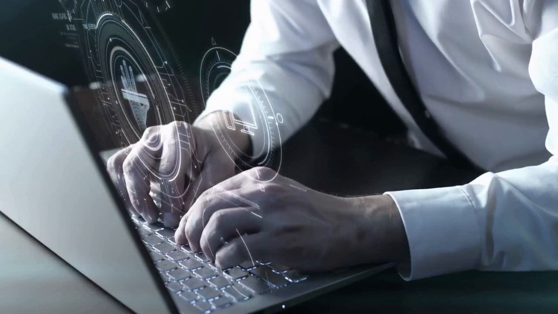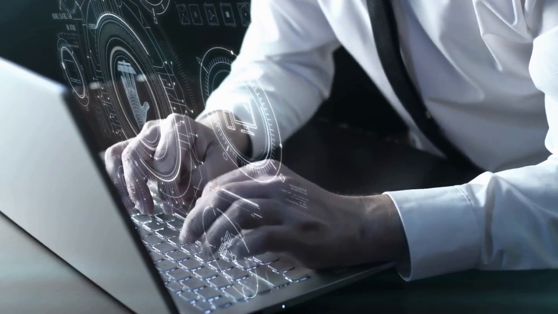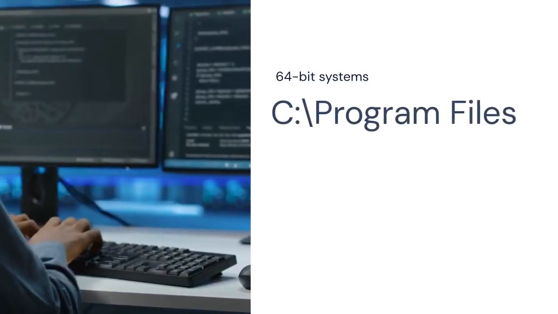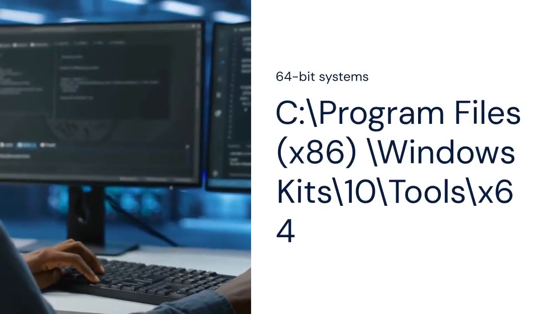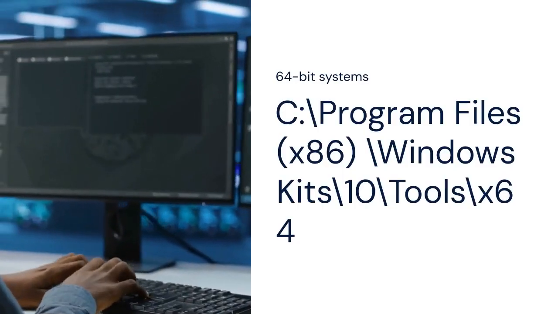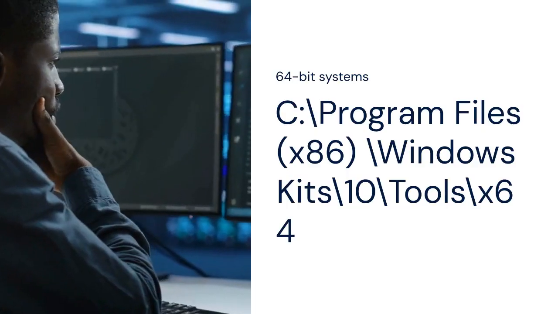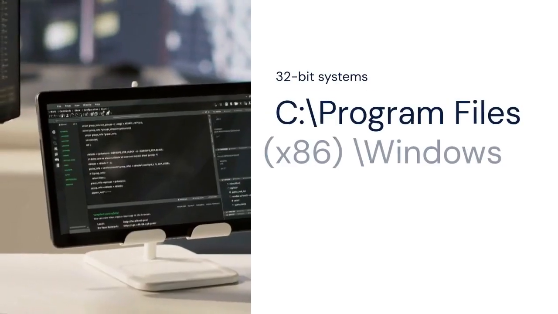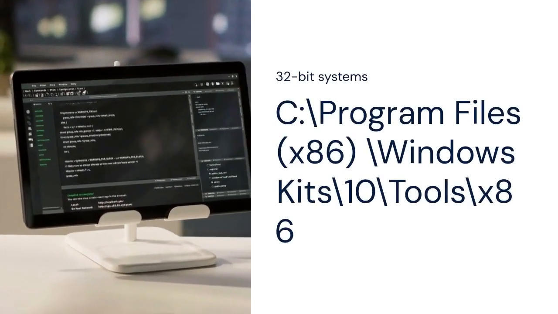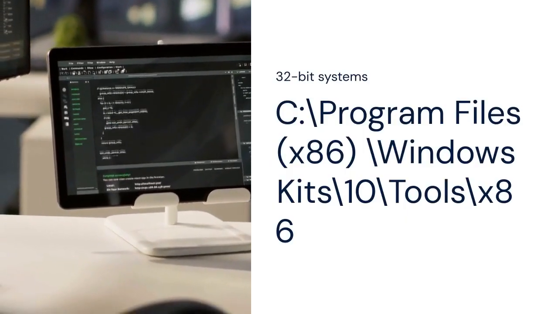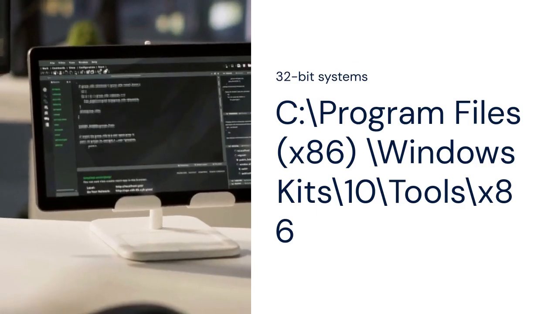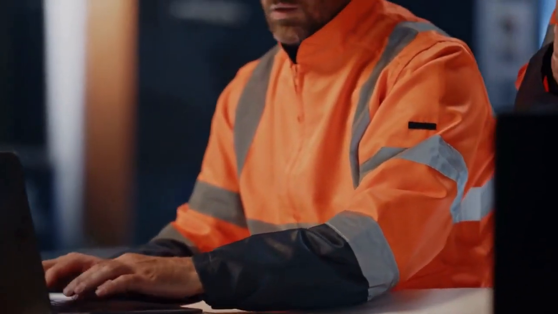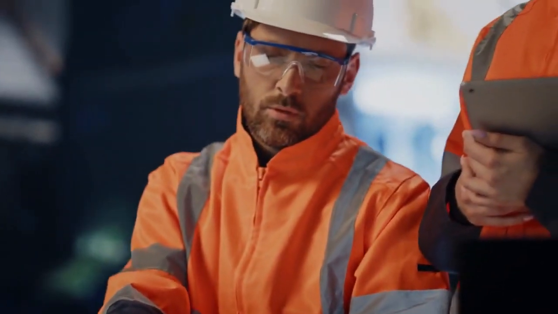Once the WDK is installed, we need to locate DevCon.exe. The location varies depending on your system architecture. For 64-bit systems, it's usually found in C:\Program Files (x86)\Windows Kits\10\Tools\x64. For 32-bit systems, look in C:\Program Files (x86)\Windows Kits\10\Tools\x86. If you're using a different version of the WDK, replace 10 with the appropriate version number.